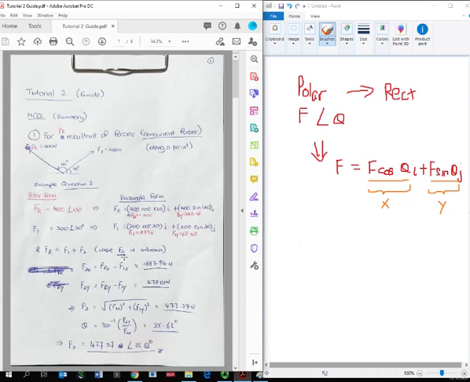Since F2 is unknown, FR is actually equal to the two forces combined, right? So the X will be FRX minus F1X. The Y will be F2Y equals FRY minus F1Y. So the Y component on one side, the X component on the other side, you will get these two. You already have all your values in red over here, right?